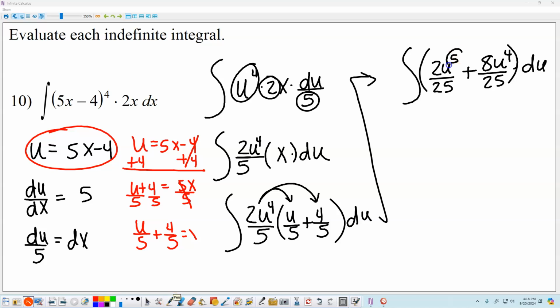All right, so we're going to add 1 to our power. So that becomes 6. And then we're going to be dividing that fraction by 6 also. So I'll just put a 6 in the bottom. Repeat that process with the next one here. We have 8u, and we're going to add 1 to this power, making it a 5. And we already have a 25 in the bottom, but now we're going to put that power in the bottom also. And then we're going to have our plus c.